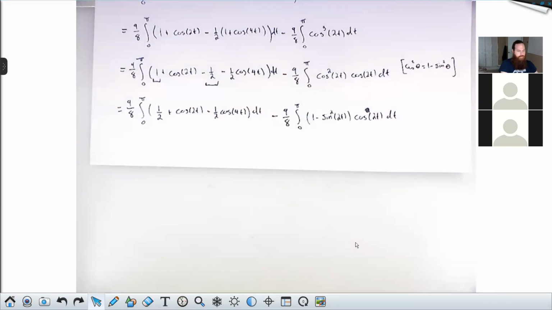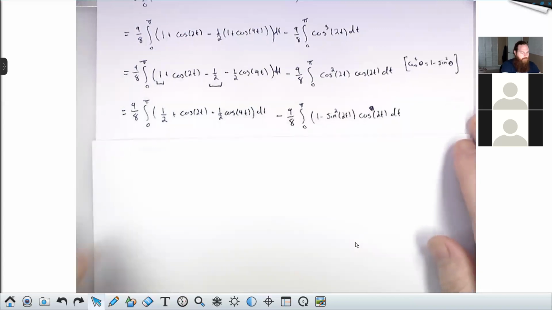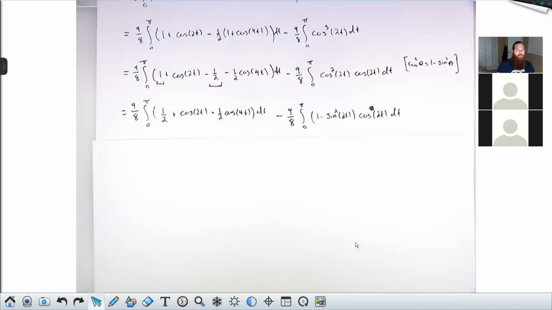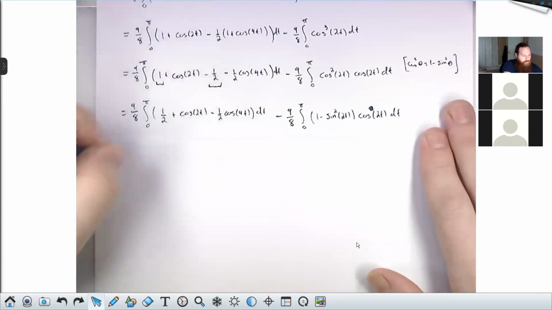(9/8). Yeah, so the 9 was out front at the very beginning, and then a 1/8 came out from our identity work in the first line. So those are 9/8. All right, let me go ahead and do the antiderivative step on the first integral.